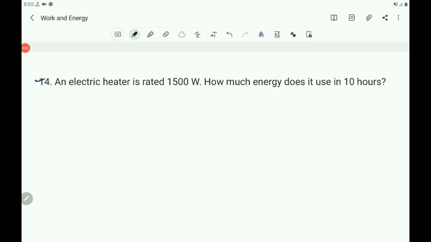Take one more question. An electric heater is rated 1500 watt. How much energy does it use in 10 hours? So here the power is given. Power equals 1500 watts, and it is used for how much time? That is T equals 10 hours, and you can convert that into seconds, 10 into 60 into 60 seconds.